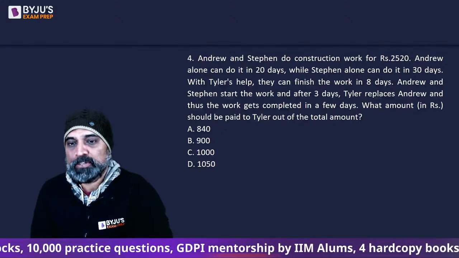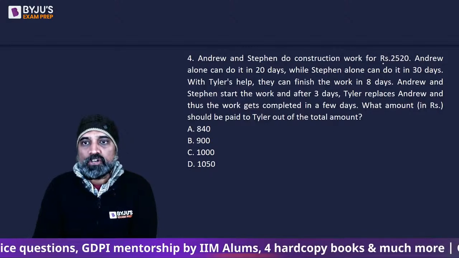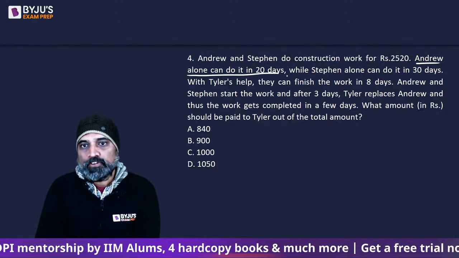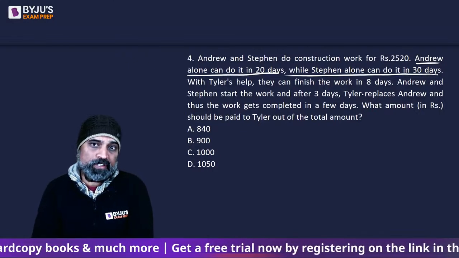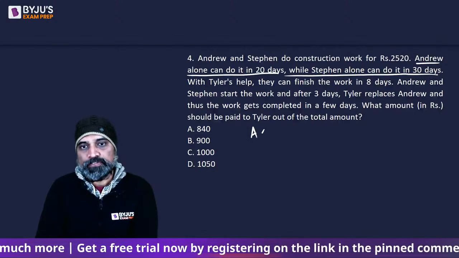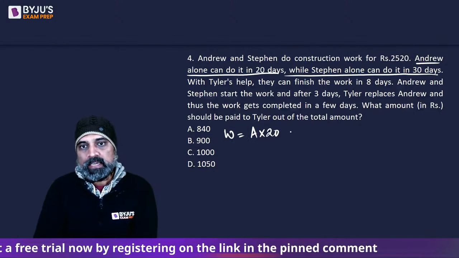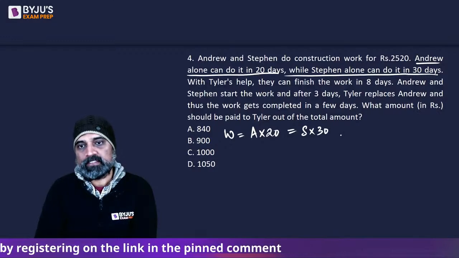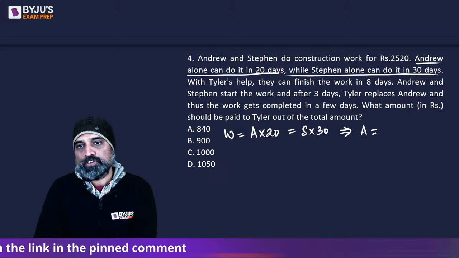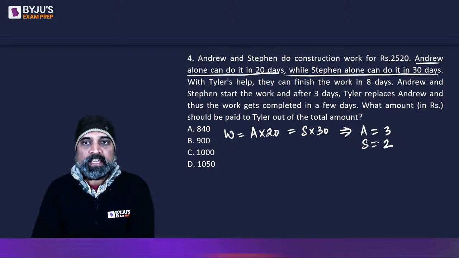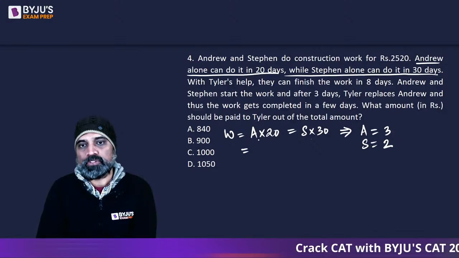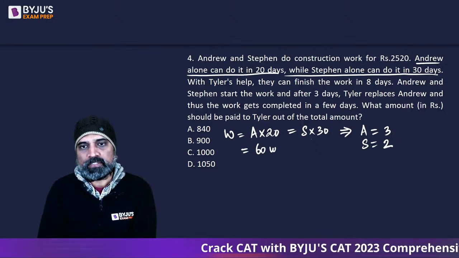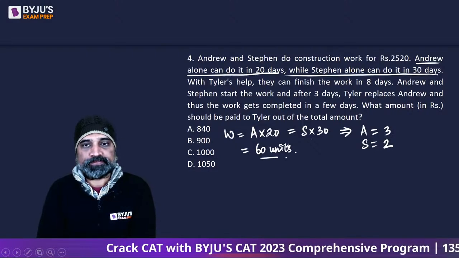So we have 3 people over here, right? If we read this, from here we will be able to figure out the efficiencies of Andrew and Stephen. Andrew finishes the work in 20 days and Stephen finishes in 30 days. So efficiency of Andrew is 3 and efficiency of Stephen is 2. If I put any one of these back, the amount of work is 3 into 20 or 2 into 30, which is 60 units. This is the entire work, right?